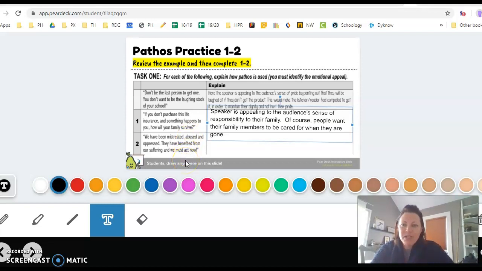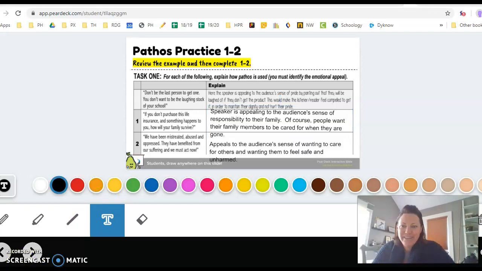Okay, number two, we have been mistreated, abused, and oppressed. They have benefited from our suffering and we must act now. So this one is going to come back to that appeal for emotion that has to do with the oppression, the mistreatment, the abuse, and the suffering. When we hear that things like that have happened to people, that tends to create an emotional response within us. So typically when we hear that somebody's been mistreated, abused, oppressed, we feel bad for them. Our heart goes out to them. This is appealing to the audience's sense of wanting to care for others and wanting other people to feel safe and unharmed, no suffering, no mistreatment.